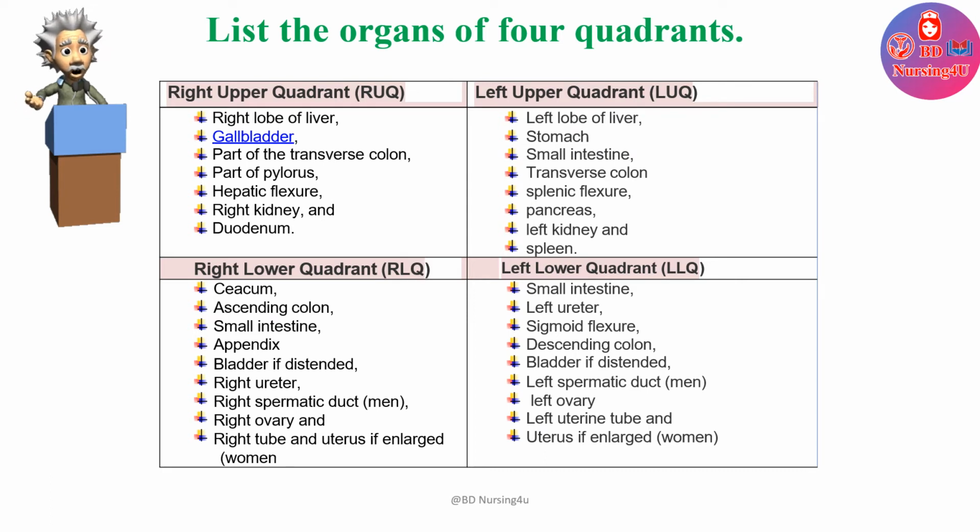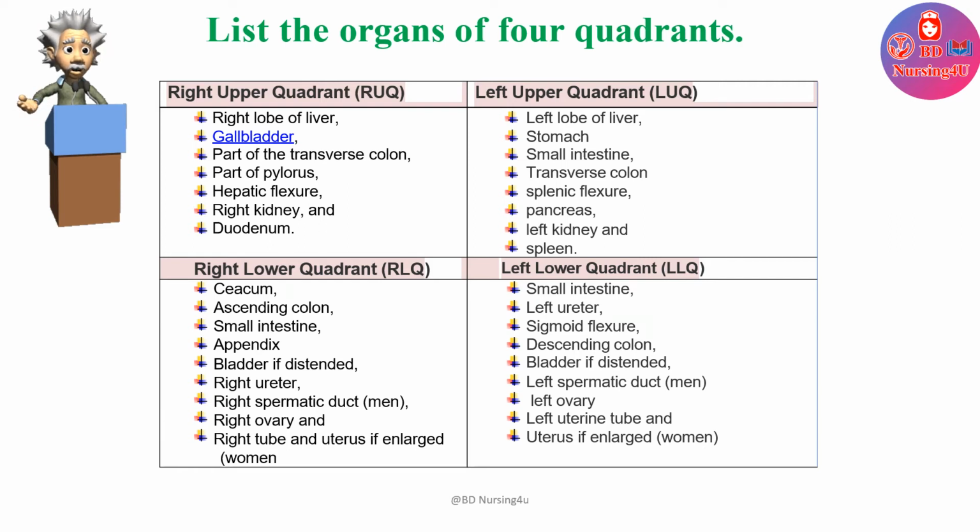Left upper quadrant, LUQ: left lobe of liver, stomach, small intestine, transverse colon, splenic flexure, pancreas, left kidney and spleen.